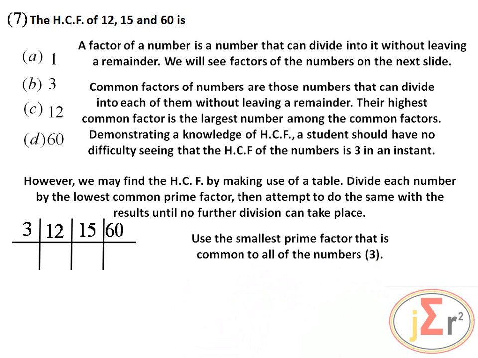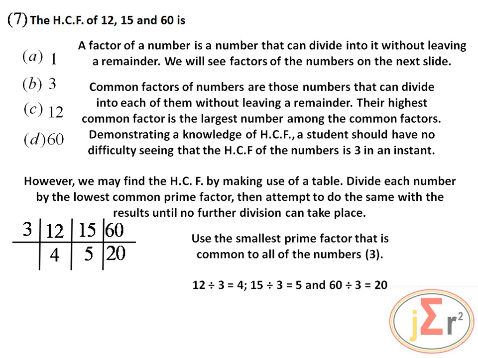we are attempting to find the highest common factor. Therefore, the factor that we are using here has to be common to all of these. That is, the prime factor that we are using here, or attempt to use, must be common to all. So 3 is the only one that is common to all. We use 3, and we will divide each one of these by 3. So 3 into 12 is 4, 3 into 15 is 5, and 3 into 60 is 20.